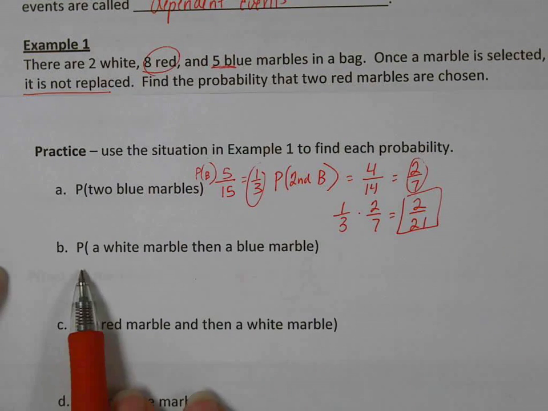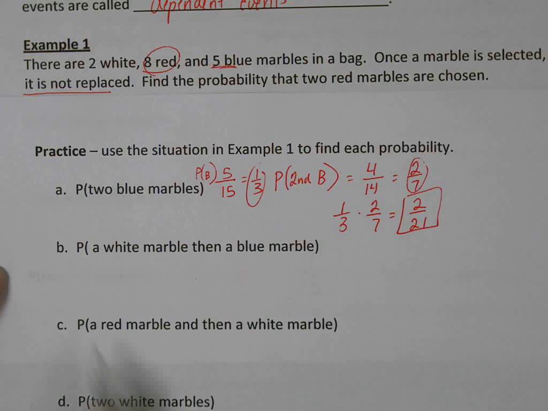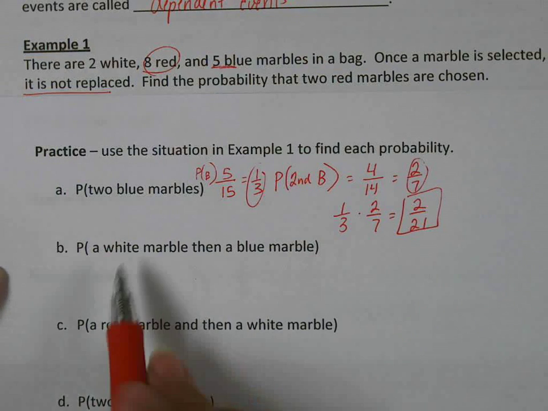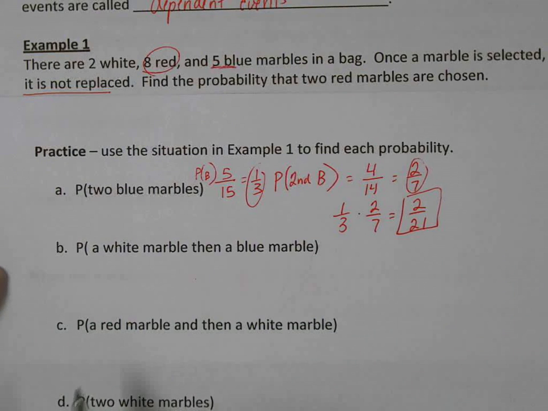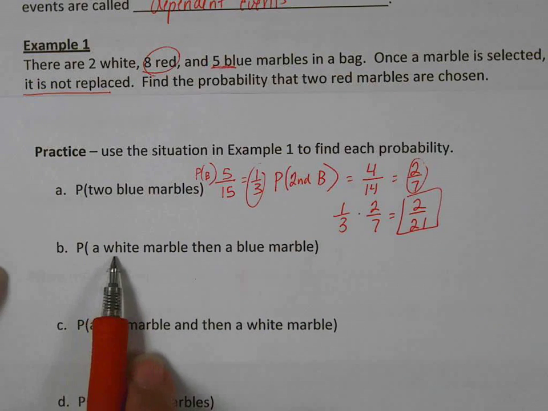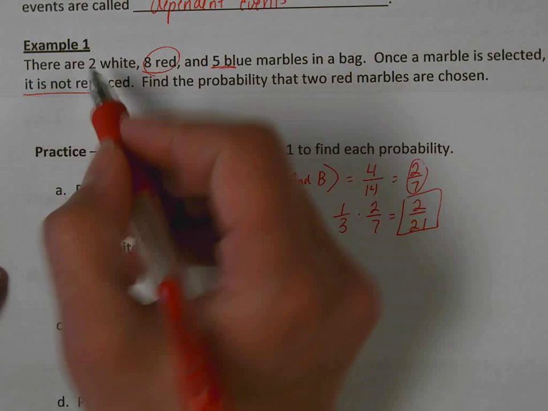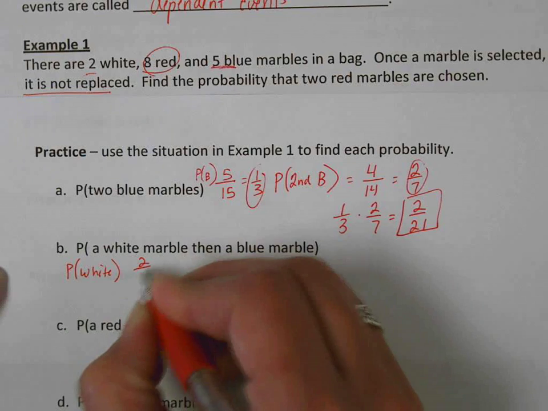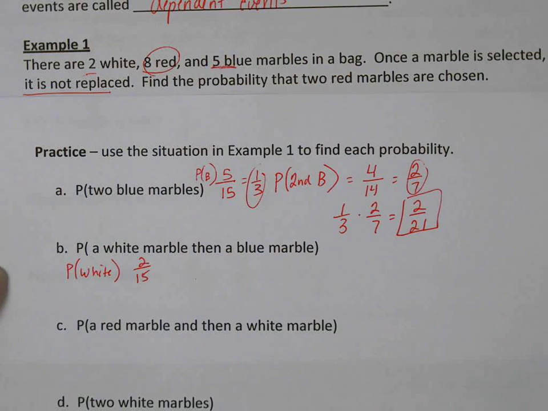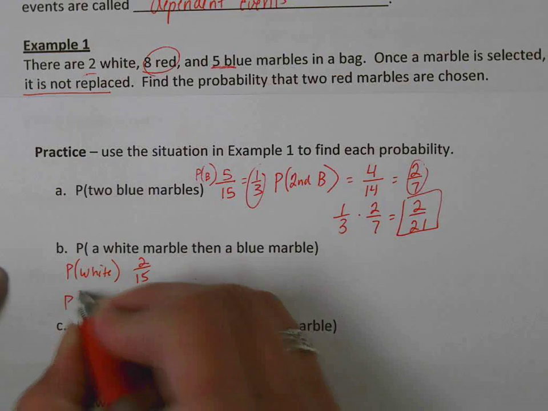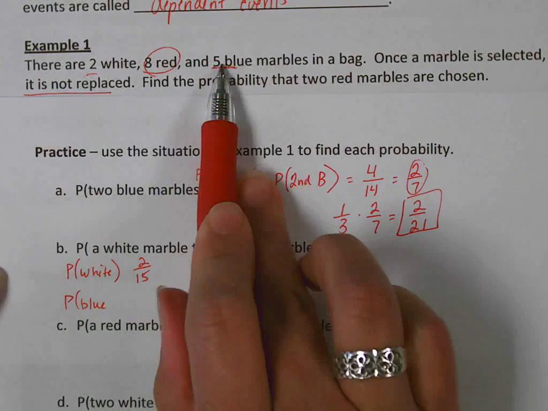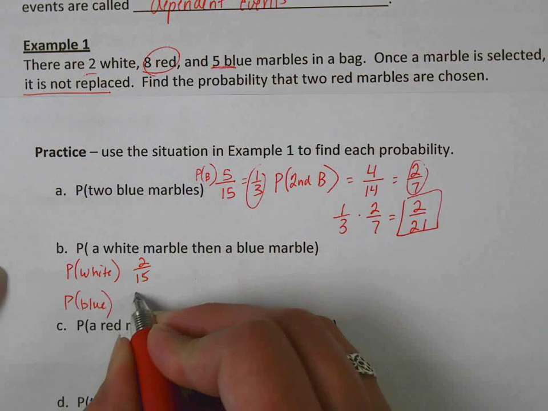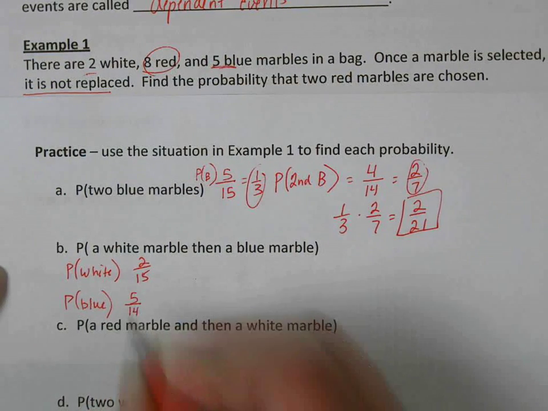Okay, let's look at B. Now, each of these problems is separate from one another, so we're going to start fresh on every single one. What I mean by that is we still have 15 marbles here. So we want to know the probability of 1 white marble and then a blue marble. I have 2 white, so the probability of drawing a white is 2 out of 15. Then the probability of a blue, I have 5 blue, but I took 1 away when I drew the white marble, so the blue is 5 out of 14.